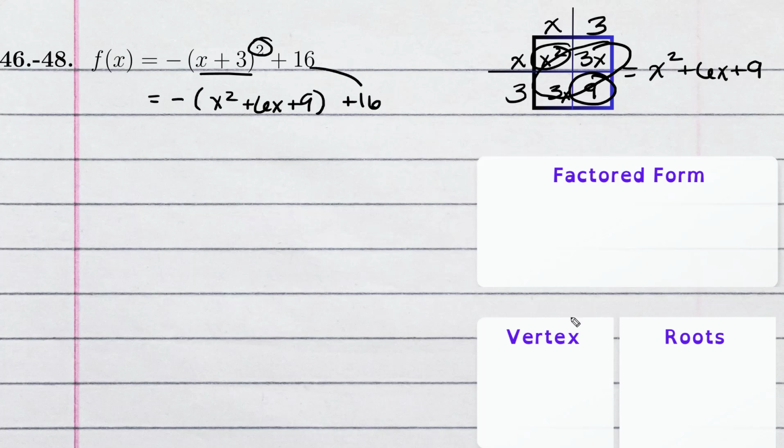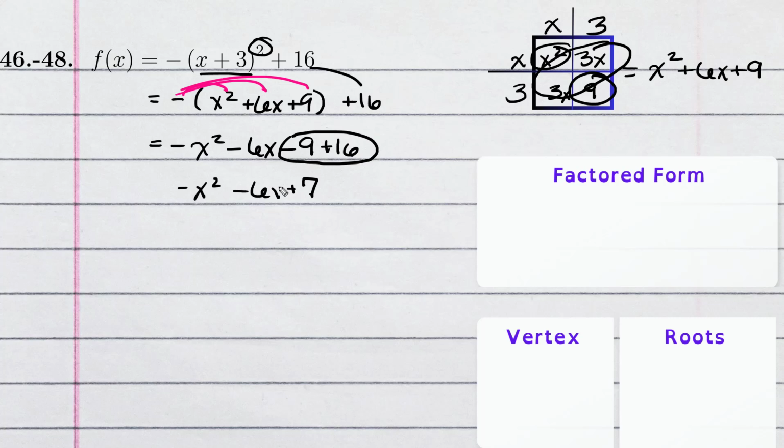The next step is going to be to distribute that negative sign to all three parts. And so when I have that, that's going to become negative x squared minus 6x minus 9 plus 16. So the negative 9 plus 16 becomes 7. And so we have negative x squared minus 6x plus 7. So that got us back to standard form.